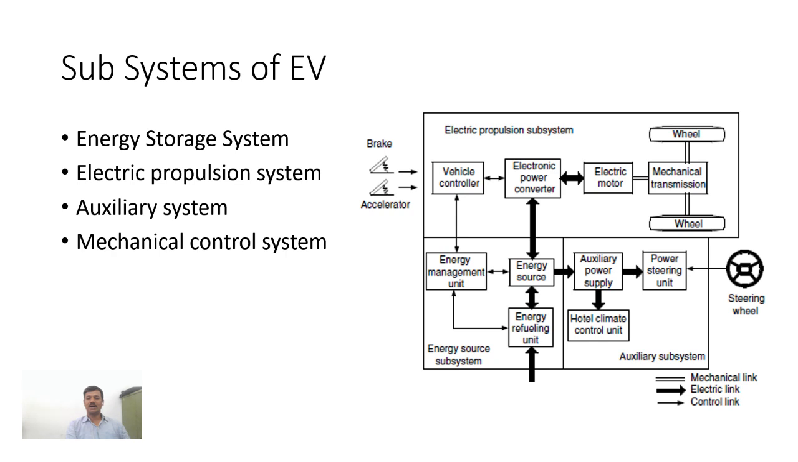And there will be a mechanical control subsystem. So overall, in the block diagram of electric vehicle, we can say that there is one energy storage system, another is the electric propulsion system, then the auxiliary system, and the mechanical control system, where the mechanical control system includes the steering wheel, the accelerator, and the braking mechanism.